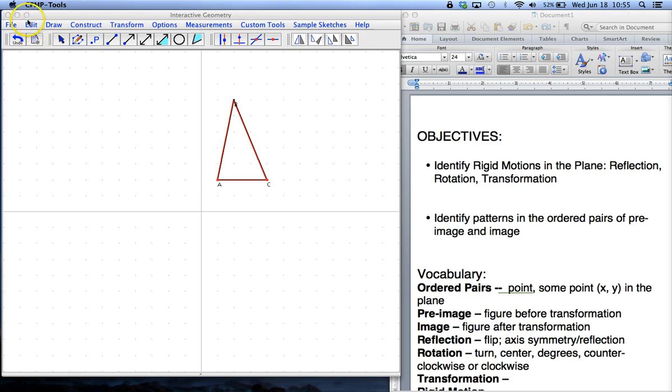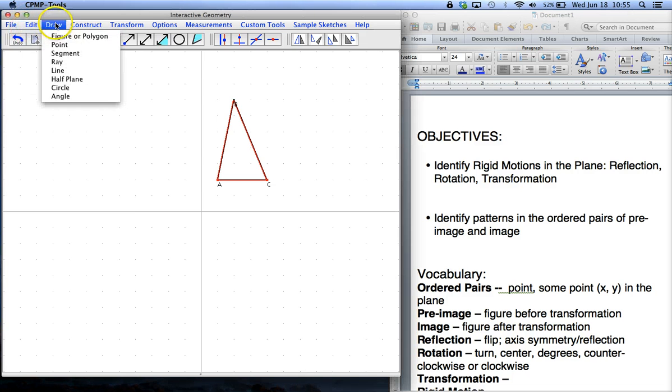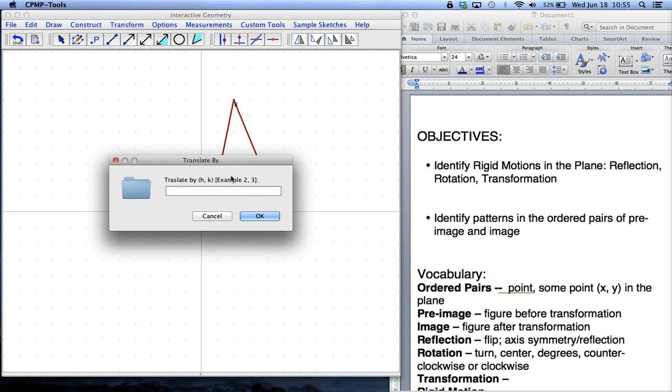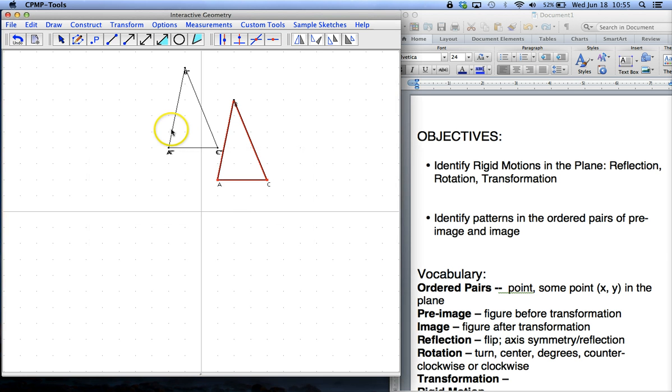So I've told the computer that I want to go 3 places left, so I put in -3, and then I want to go 2 spaces up. So the computer takes every point in this pre-image, the original triangle in red, and it takes it 3 places to the left, and it takes it 2 places up.